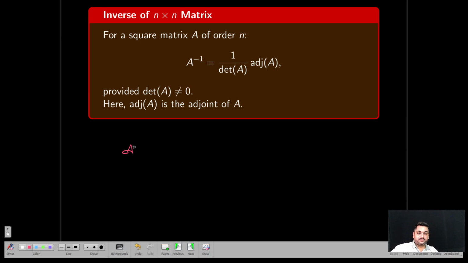So A inverse, if it is a 2 cross 2 matrix, is very easy to find. But for 3 cross 3 or 4 cross 4 or any higher order, you first find the determinant of the matrix. A inverse equals 1 by determinant of A into adjoint of A, and determinant of A is not equal to 0. So this will give you the inverse of any matrix A.